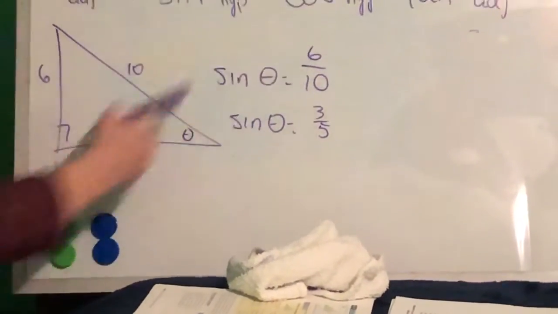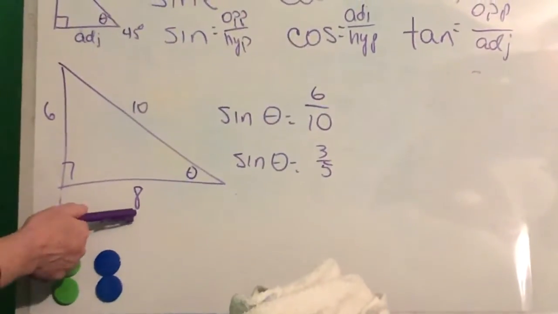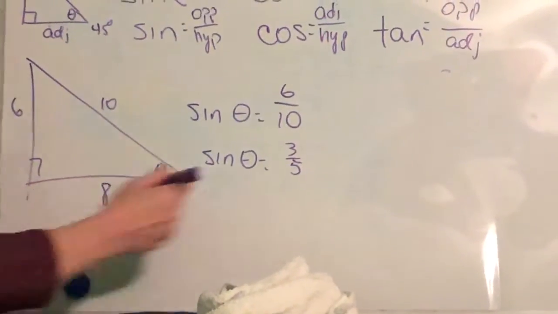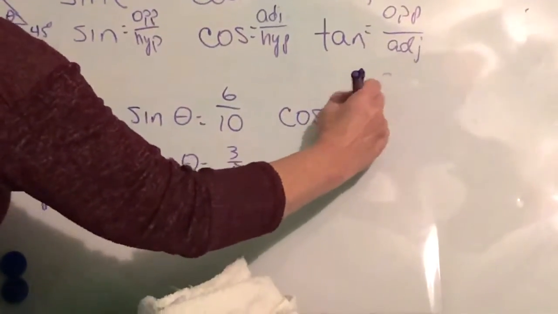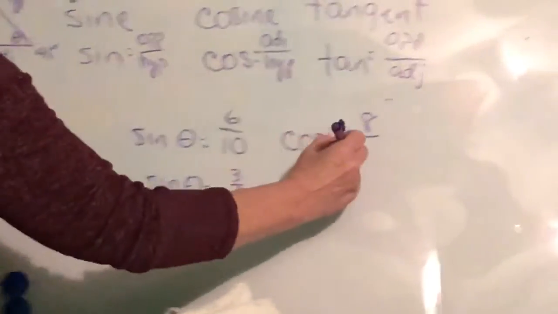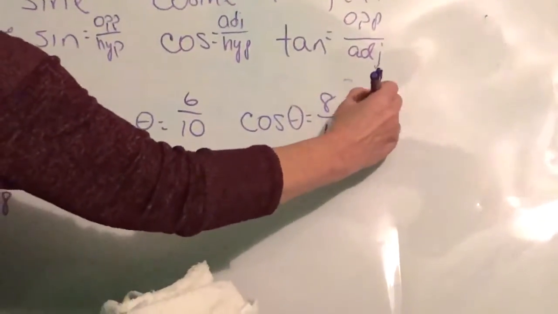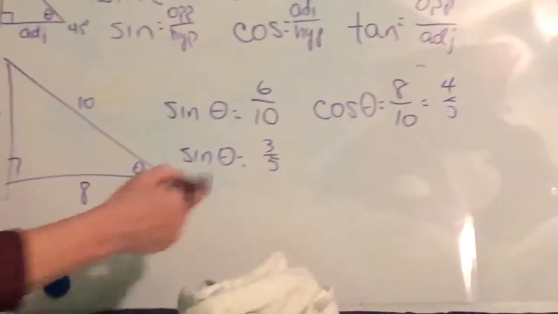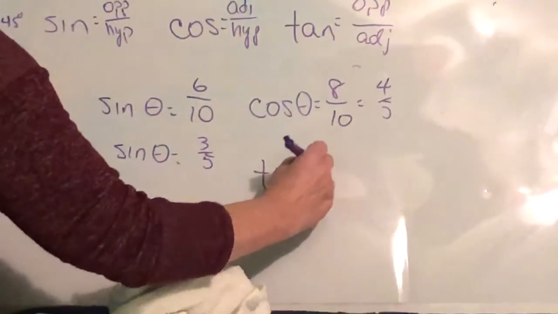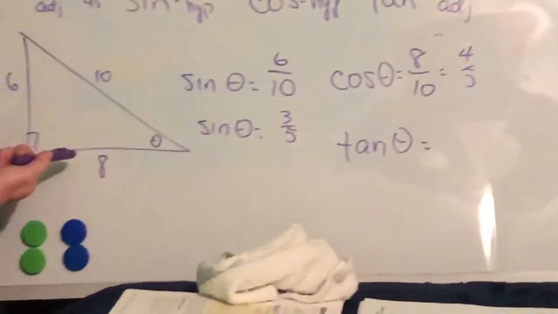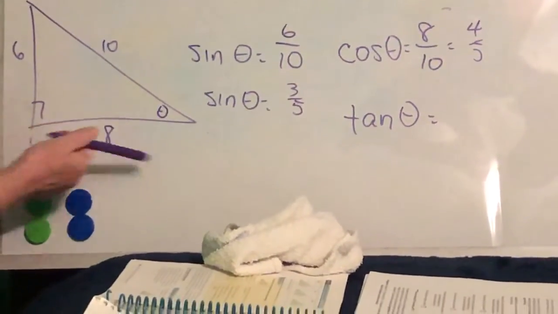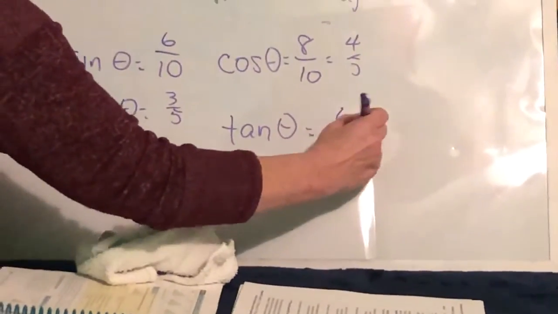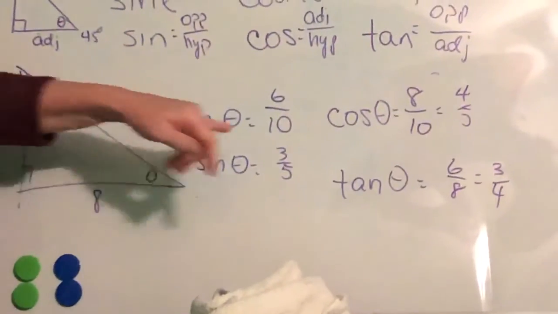The cosine value will be the adjacent, which is right here because this is our angle. The adjacent is 8. So cosine of theta will give me 8 over, still over the hypotenuse, so we still have 10. And once again, it needs to be reduced to 4/5. And we're going to move the tangent down here. So the tangent of theta, because this is our reference angle, the opposite is 6 over the adjacent 8, which will reduce to 3/4.